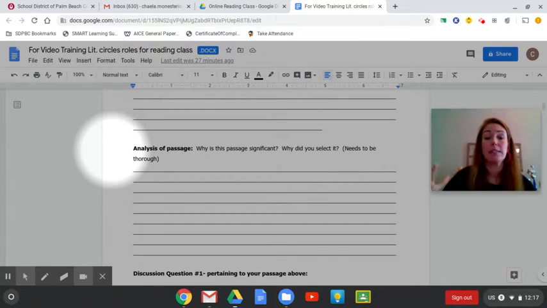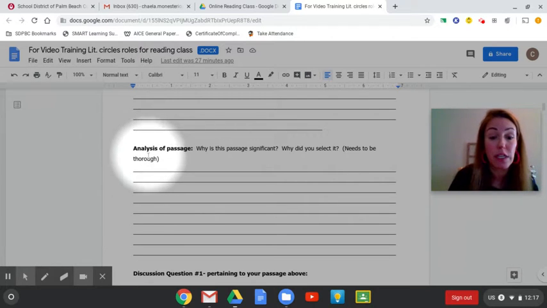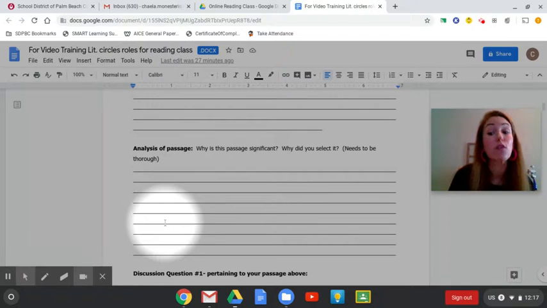There's many ways to analyze this, but you must analyze it in detail. It must be thorough. Look, it says it needs to be thorough. You're being graded on your ability to analyze it thoroughly. Why is it important? Why did you pick it? What's going on here? How does it affect the story? All those types of things. So you're going to be writing several sentences here, like a full paragraph at least.